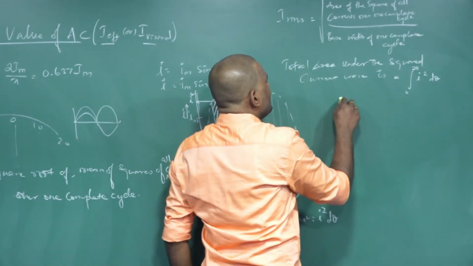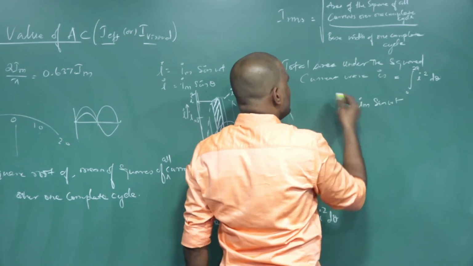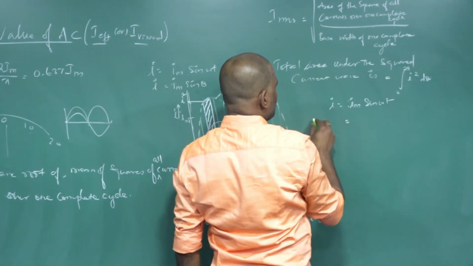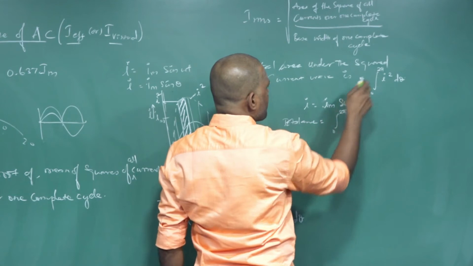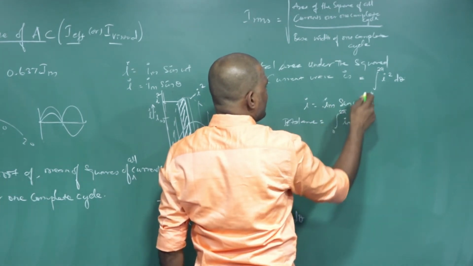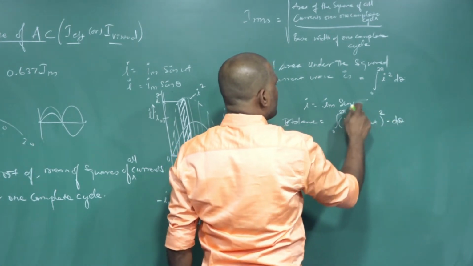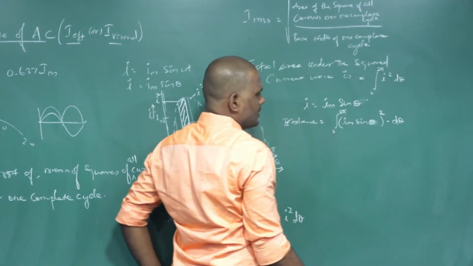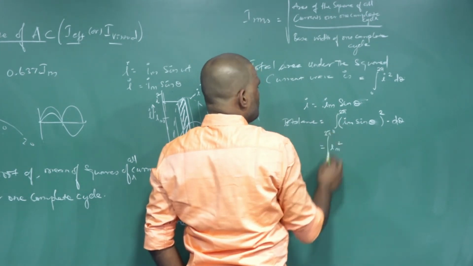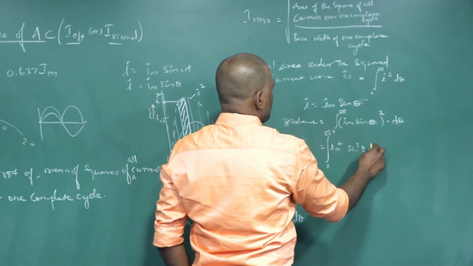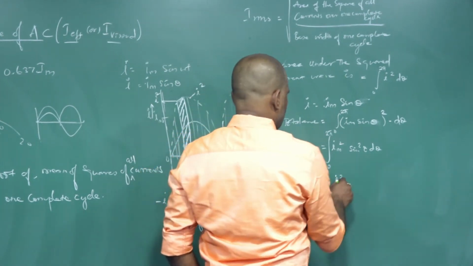As we saw, I is Im sin omega t. Then the total area under the squared current wave can be given as integral 0 to 2 pi, I square substituted as Im sin omega t, so (Im sin omega t) the whole square into d theta. Instead of omega t, I am taking theta here. So (Im sin theta) the whole square into d theta. Im can be taken out as Im square, integral 0 to 2 pi sin square theta d theta. Im square can be taken out as this is a constant.